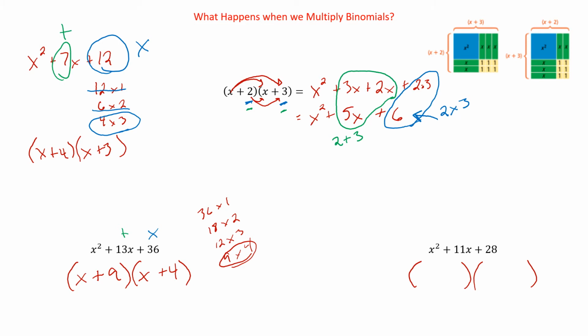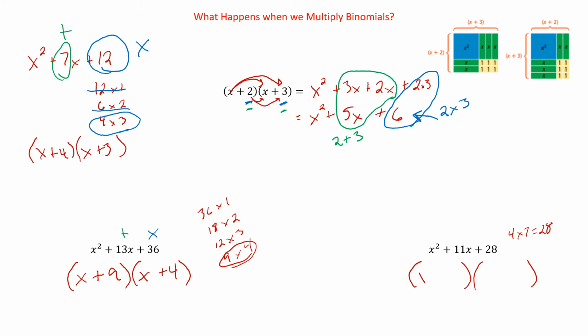All right, so 28. It's 28 times 1, but 28 plus 1 is 29. All right, how about 2? We have 2 and 14. That'll be 16. 3 doesn't divide, but 4 times 7 equals 28, and 4 plus 7 equals 11.